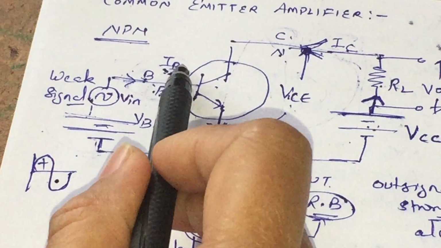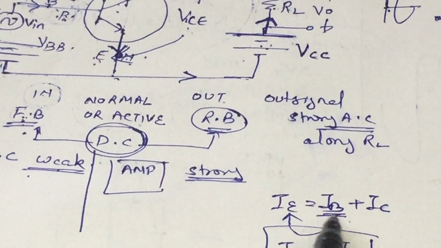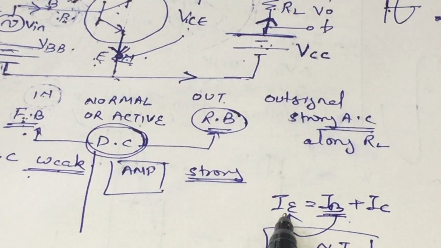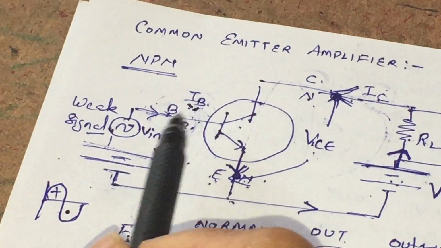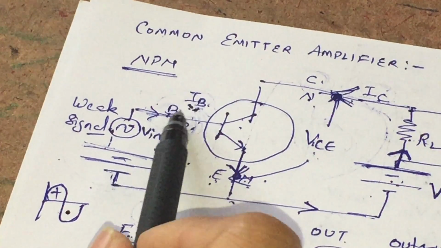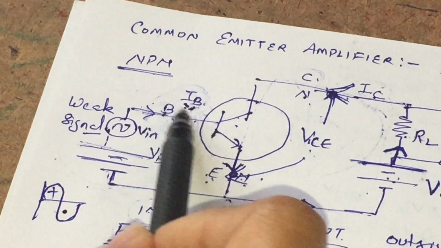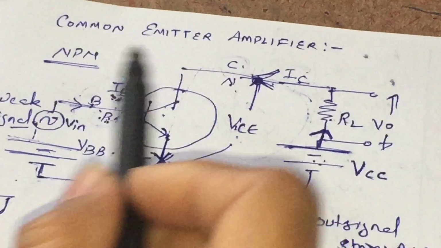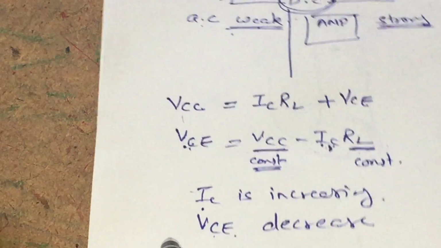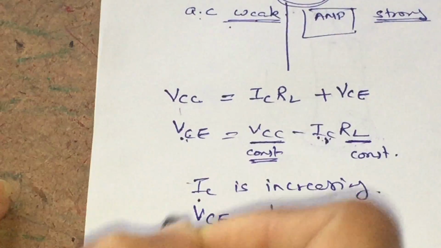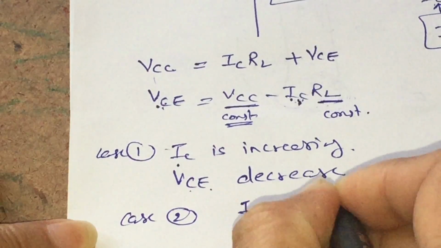If IB is small, then with the help of this equation it will decrease IE, and if IE is small it will decrease IC. It means due to the negative signal, this p-type semiconductor is less forward biased, which will decrease the input current, and this decrease in the input current will decrease the output current. Hence, in the second case, we find that IC is decreasing.